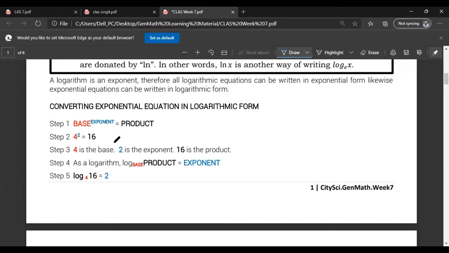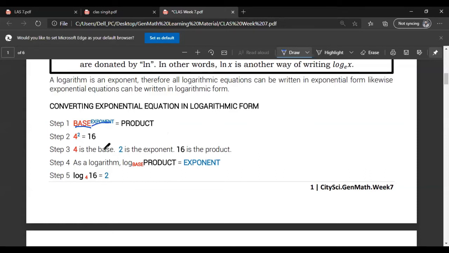Anyway, so we have exponential equation first. So an exponential equation has parts, 'di ba? We already studied the parts of exponential equation. So we have the base, we have the exponent, and we have the product or the power. Okay? So our product na lang.